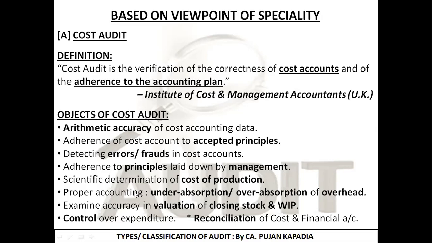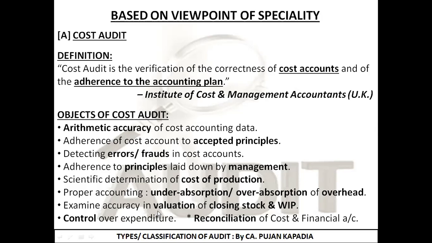Next is to check proper accounting, especially under absorption and over absorption of overhead. Suppose I had a budget of incurring 1 lakh rupees as expenditure on advertisement, but when I checked the actual expenditure, the amount was 1,20,000. So मेरे लिमिट से मैंने 20,000 extra spend कर दिया. So this is something abnormal for me, which is supposed to be controlled. So again, cost audit helps to identify whether my overheads are under absorbed or over absorbed.